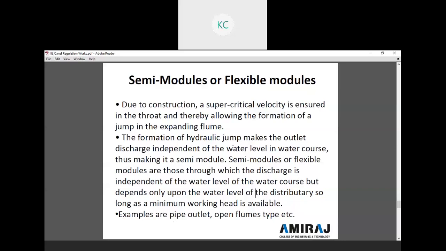So it is beneficial for maintaining the bed slope of the canal as well as providing water with a certain head, and it reduces the entry of debris into the canal from the reservoirs. So these are the kinds of semi-modules which are used.